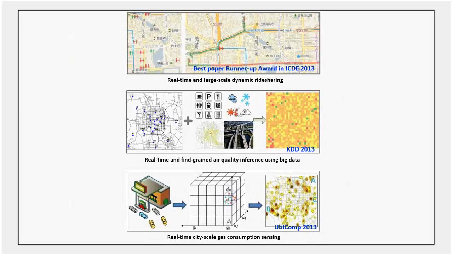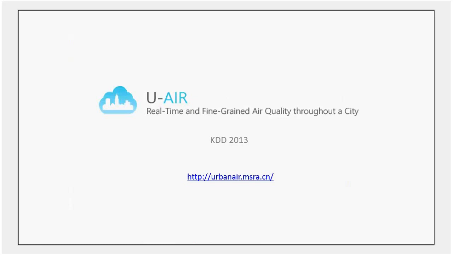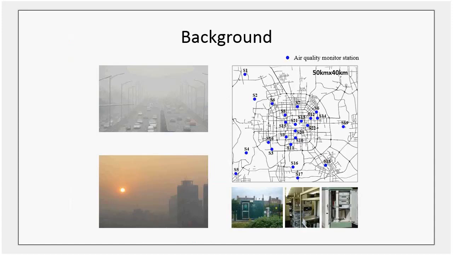The first one is about air quality. Air pollution is now a global concern, especially in developing countries like China. Many cities have built ground air quality monitoring stations to inform their citizens of urban air quality every hour. However, the number of air quality monitoring stations is quite limited because building such a station is very expensive in terms of money, land use, and human resources.